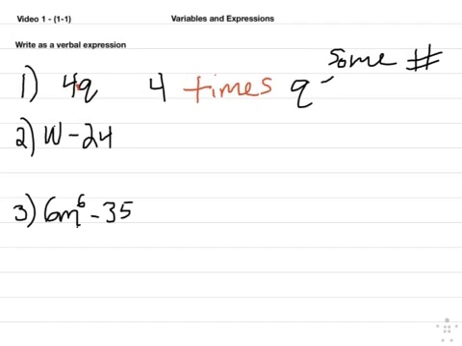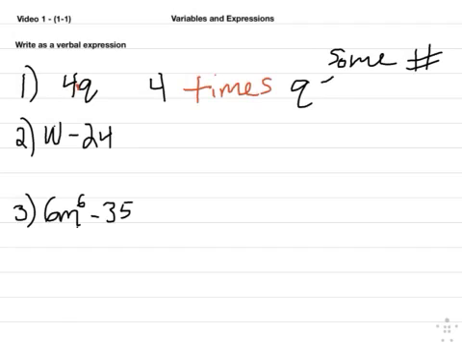Okay, or this q could also be some number, right? Some number or a number, because q is representing any number. I could add a 2 in there and it'd be 4 times 2, which would be 8, or maybe q is a 5. 4 times 5 would be 20, right? So q is just holding the place for some number.